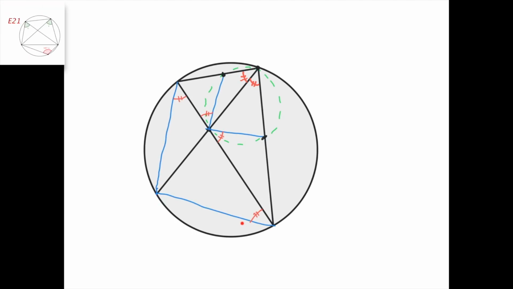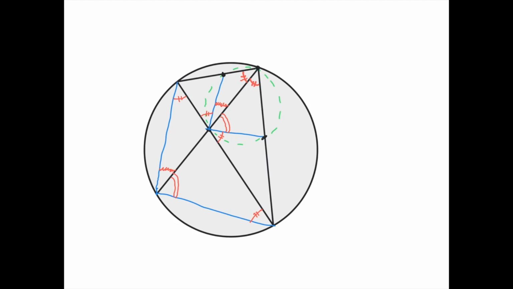From this cyclic quadrilateral, we have that this angle equals this angle, and this angle equals this angle. And from the alternate segments theorem applied to this triangle here, and this tangent line, we know that this angle equals this angle. And similarly, from the same theorem for this triangle, we have that this angle equals this angle. From here, it follows that this line is parallel to this line, and also this line is parallel to this line. Now, from the parallel lines, it follows that this angle equals this angle, and also that this angle equals this angle.